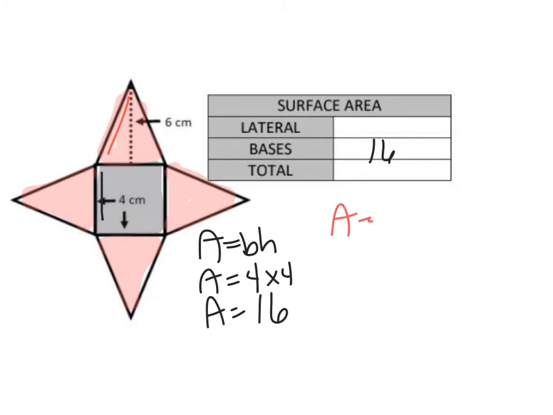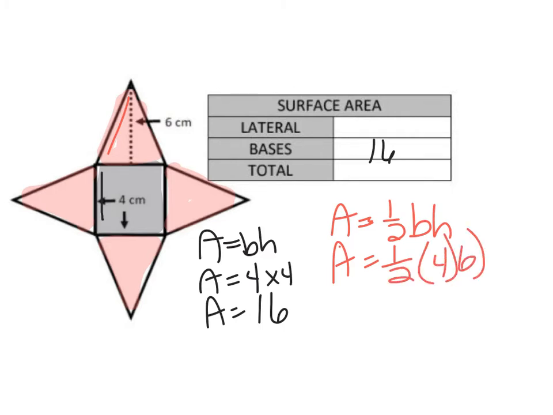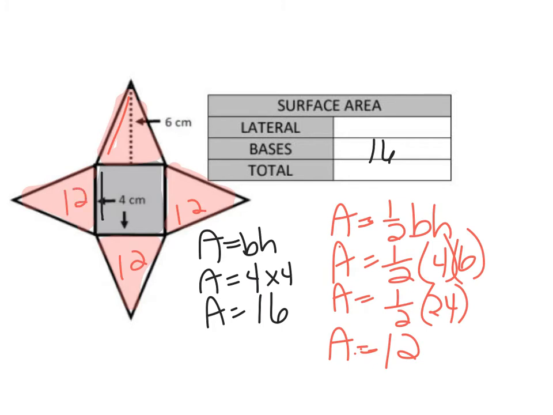So area is equal to half the base and height. So what is the base for the one triangle? 4. What's the height? 6. So then we're going to do 4 times 6 is 24. And half of 24 is 12. Remember, don't forget to divide by 2. So how many 12s do we have? 4. So 12 times 4 is going to give us 48. So then my lateral surface area is 48.